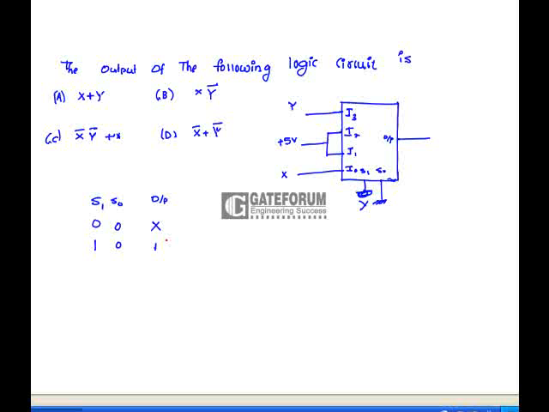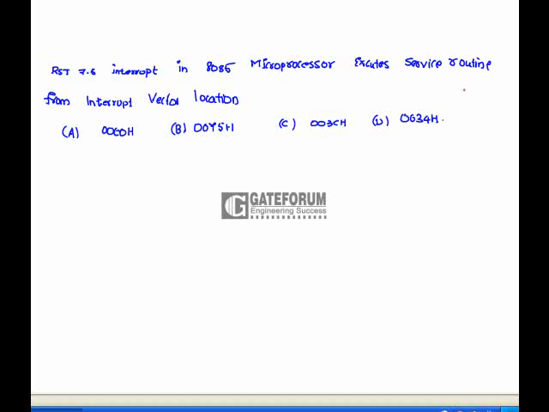So see here X, Y: 0 0, 0 1, 1 0, 1 1. This is the truth table for the block diagram shown in the figure, for the 4 by 1 mux. So the output equation is nothing but X plus Y, that is, it is performing an OR gate operation, that is option A is correct. The 7.5 interrupt in the 8085 microprocessor executes the service routine from which interrupt vector location?